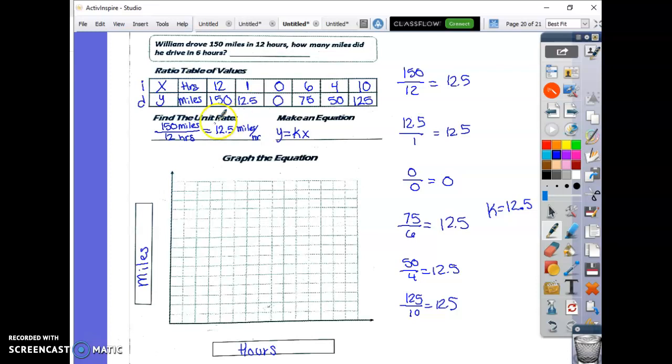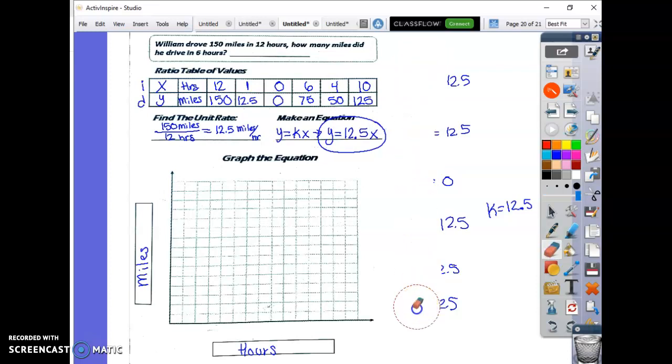But we also know that your unit rate is also your k. Again, your unit rate is your constant of proportionality. So our equation is y is equal to 12.5 times x. This is our equation right over here. And now we can take all of our points and plot them on the graph.